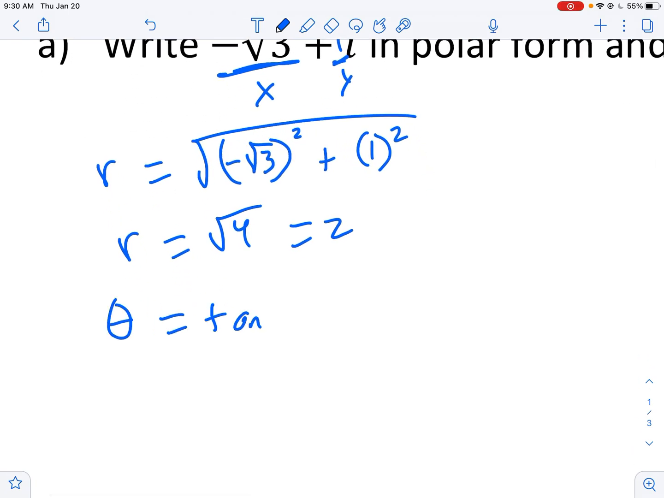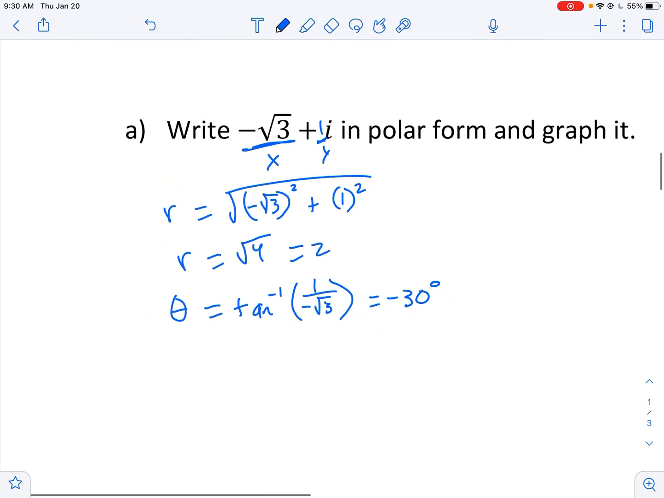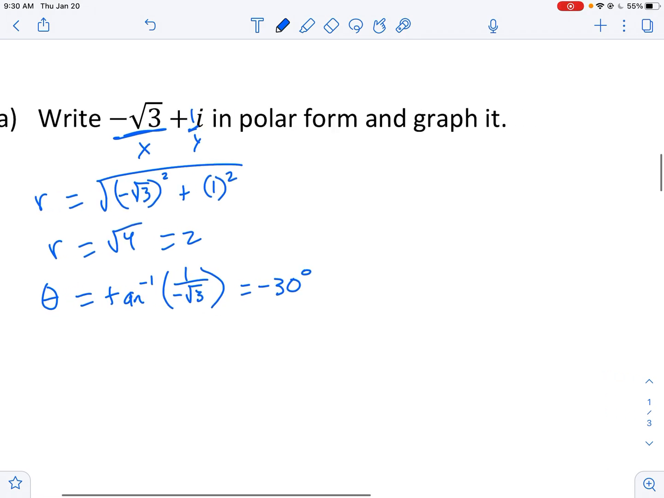We're going to do inverse tangent of 1 over x, and x was negative root 3. Go like that. And you can just put that whole thing in your calculator. So you got 1 divided by negative square root 3. I got negative 30 degrees. Once again, we need to make sure this is in the right quadrant.